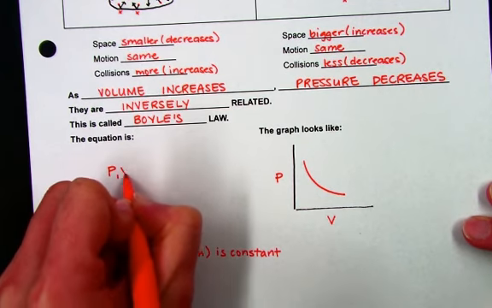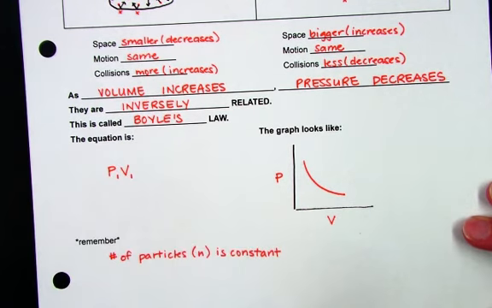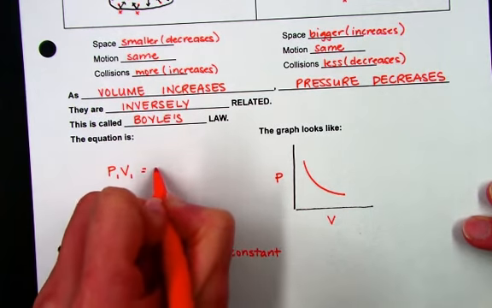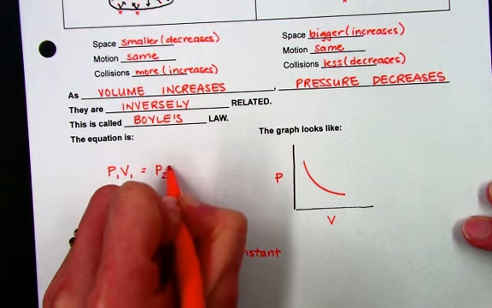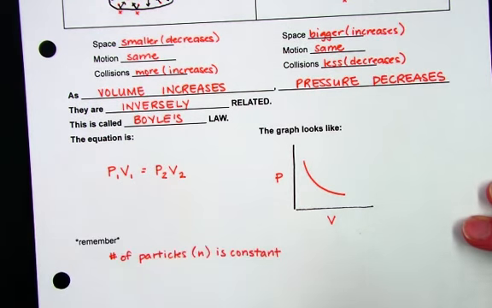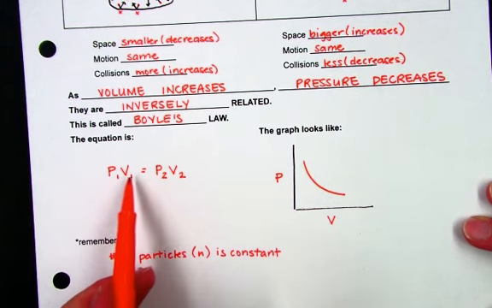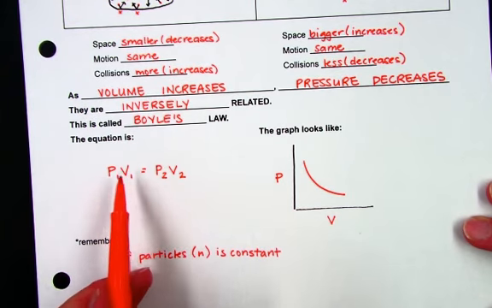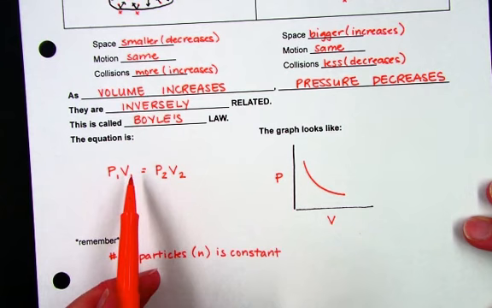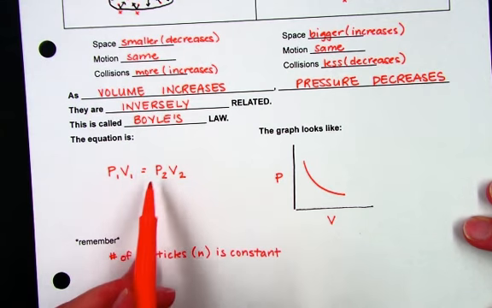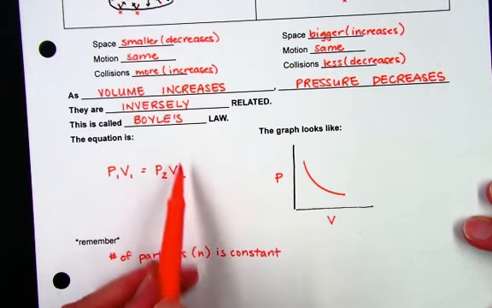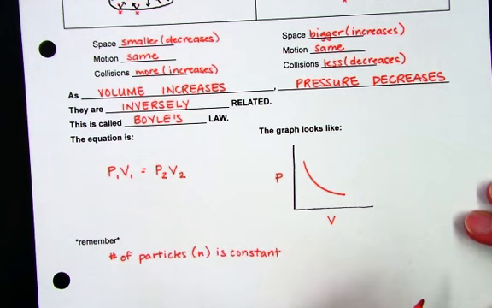P1 times V1 is equal to P2 times V2. These are variables, right? So when you multiply the initial pressure and the initial volume, it should equal the final pressure and the final volume multiplied by each other. Okay?